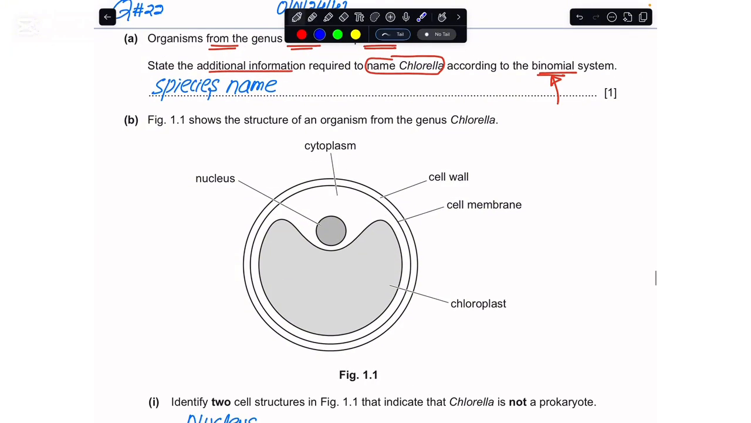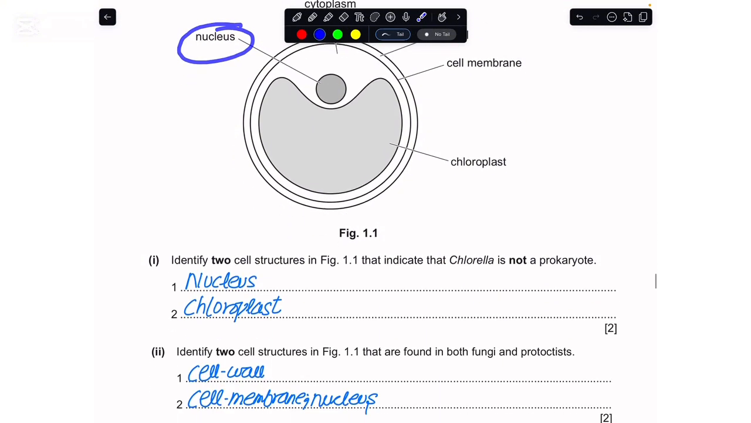Now, if we look at the structure of this genus Chlorella, here we see the cytoplasm, then we have got the cell wall, here comes the cell membrane, and they show you the structure of the chloroplast here. And at this point, we have got the nucleus. They say identify two cell structures in figure 1.1 that indicate that Chlorella is not a prokaryote. And we know a prokaryote is bacteria, they would never ever have a chloroplast in them. And the bacteria would never have the nucleus in them. So the answer would be the presence of the nucleus and the chloroplast.